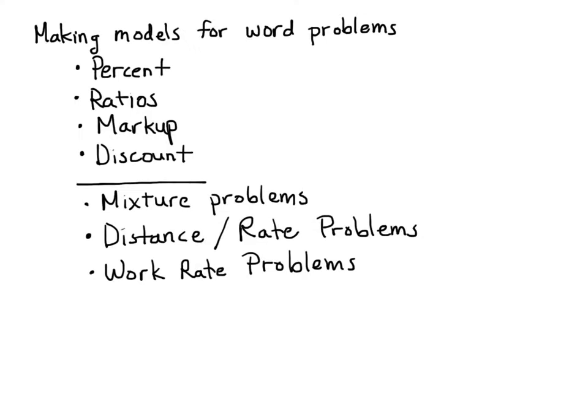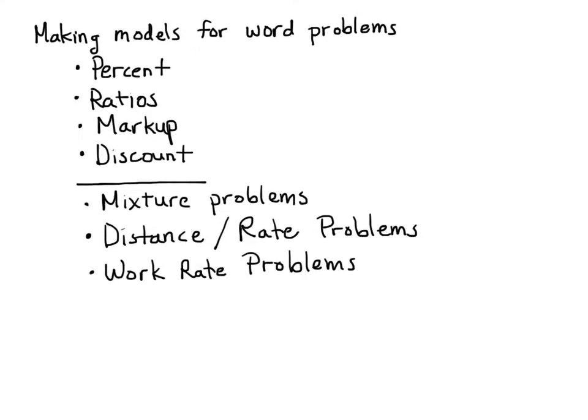Those things have a very definite form that you want to learn. Distance and rate problems come up all the time. So there's a few different models for that. The difficulty of those is when you're trying to take average speeds and make an overall average speed. And then we have something called a work rate problem.